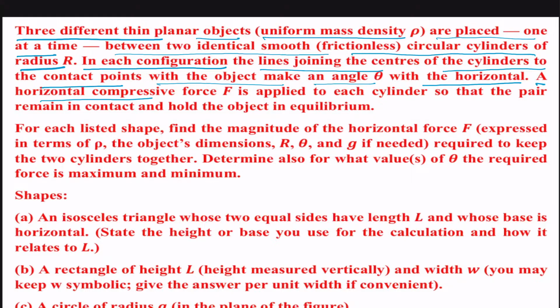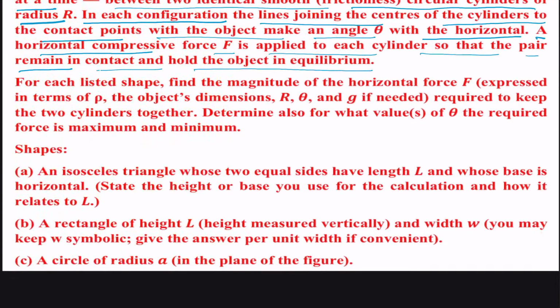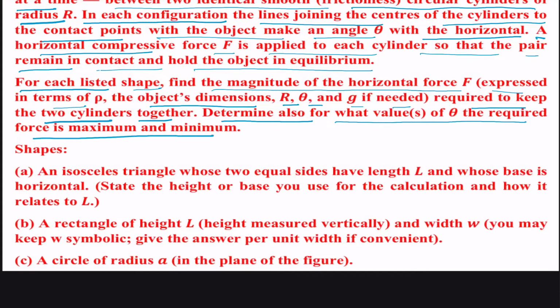A horizontal compressive force F is applied to each cylinder so that the pair remain in contact and hold the objects in equilibrium. For each shape, find the magnitude of the horizontal force, expressed in terms of rho, object dimensions, r, theta, and g if needed, required to keep the 2 cylinders together. Determine also for what values of theta the required force is maximum and minimum.